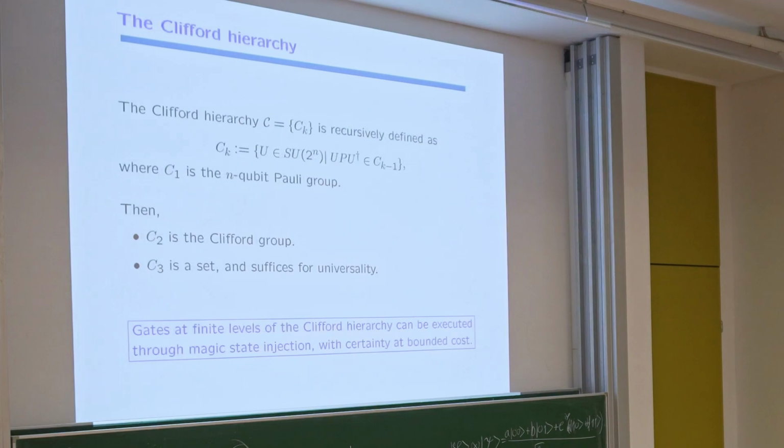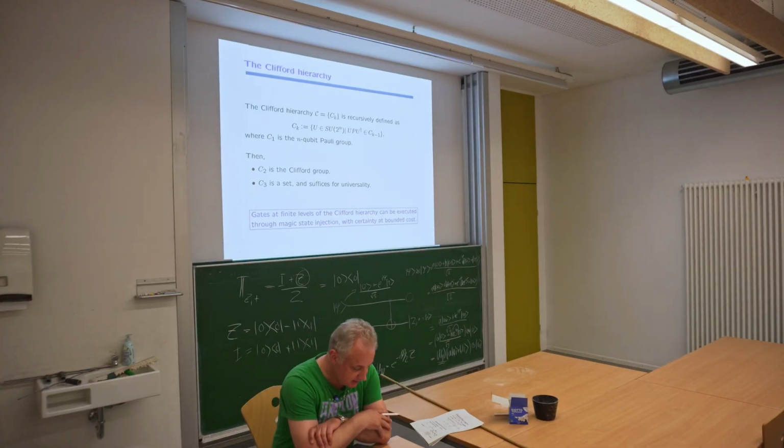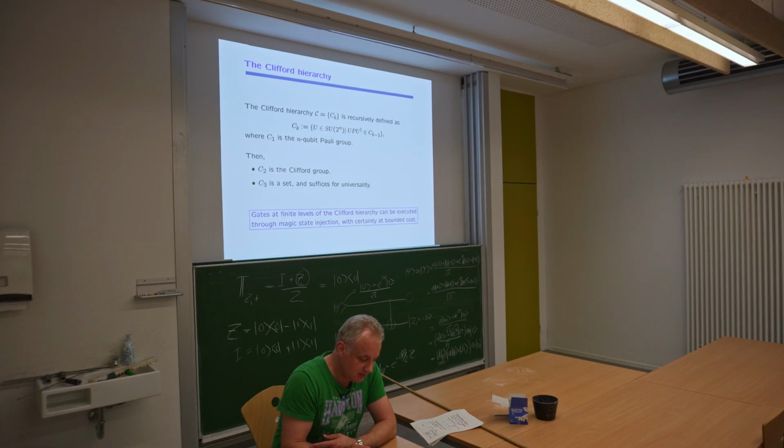Okay, so now comes the Clifford hierarchy. The Clifford hierarchy is a set of gates. There are various levels in the hierarchy. It begins very simple and gets progressively more complicated, and these levels are recursively defined. The first level is the n-qubit Pauli group.